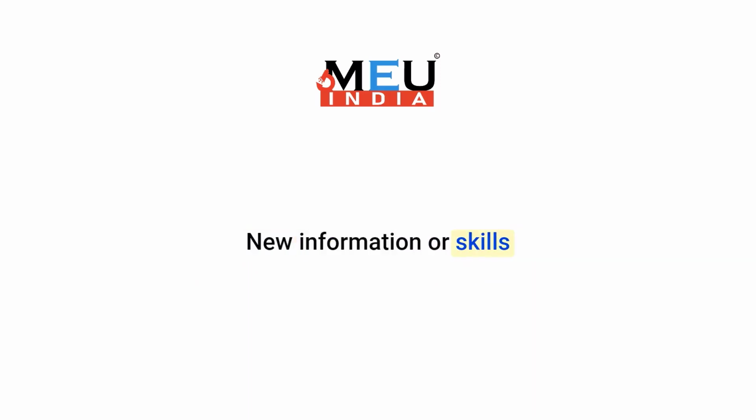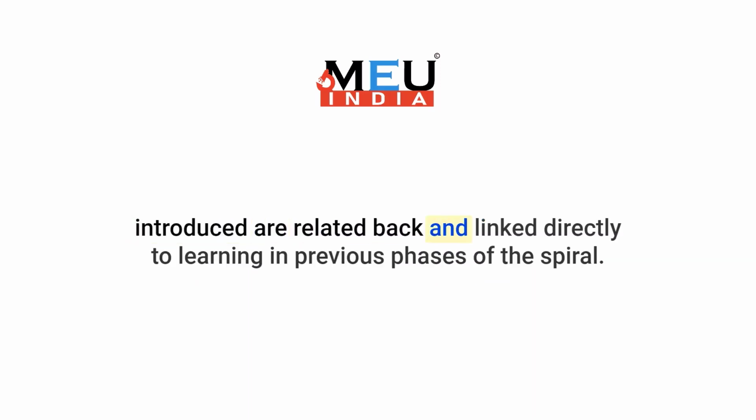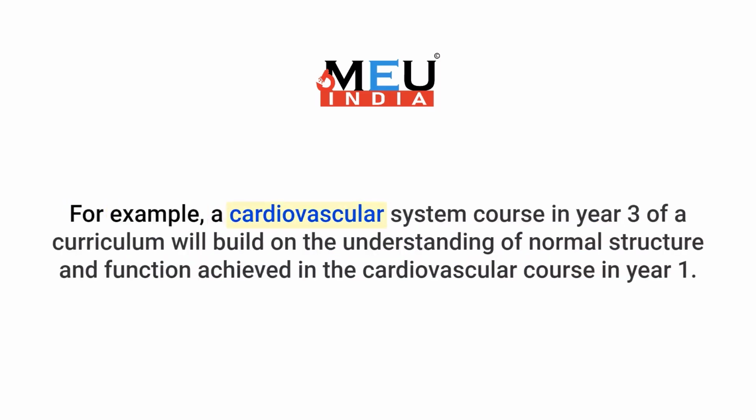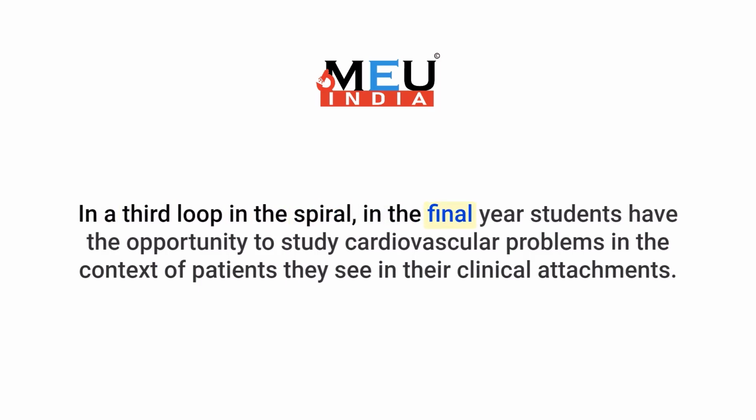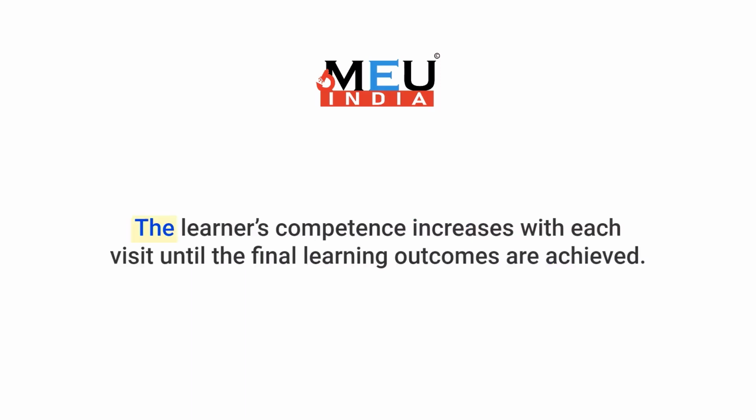New information or skills introduced are related back and linked directly to learning in previous phases of the spiral. For example, a cardiovascular system course in year 3 of a curriculum will build on the understanding of normal structure and function achieved in the cardiovascular course in year 1. In a third loop in the spiral, in the final year, students have the opportunity to study cardiovascular problems in the context of patients they see in their clinical attachments. Competence of students increases. The learner's competence increases with each visit until the final learning outcomes are achieved.